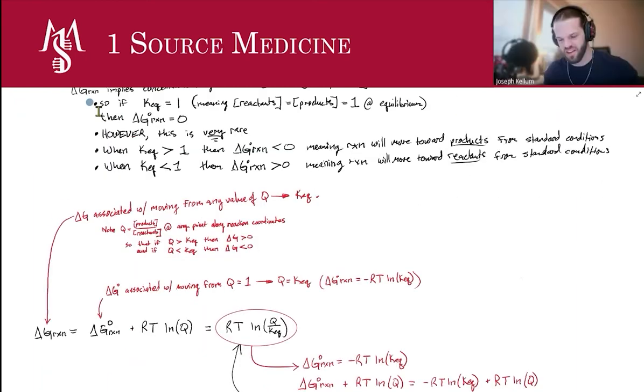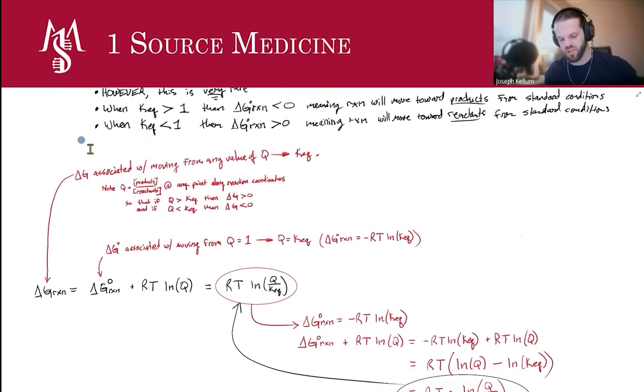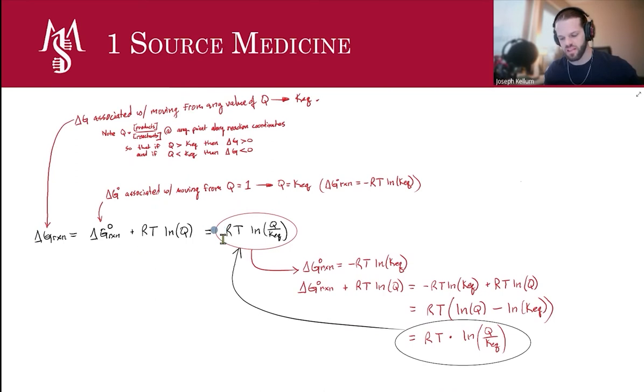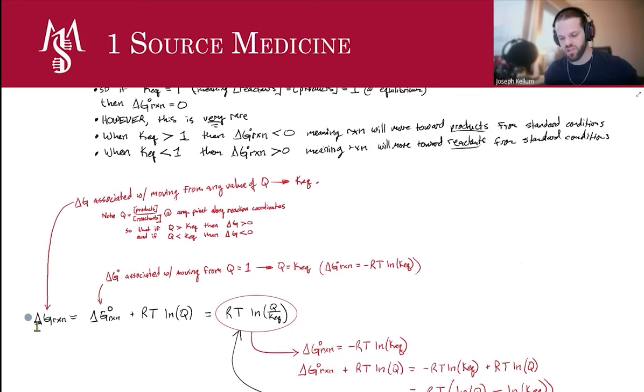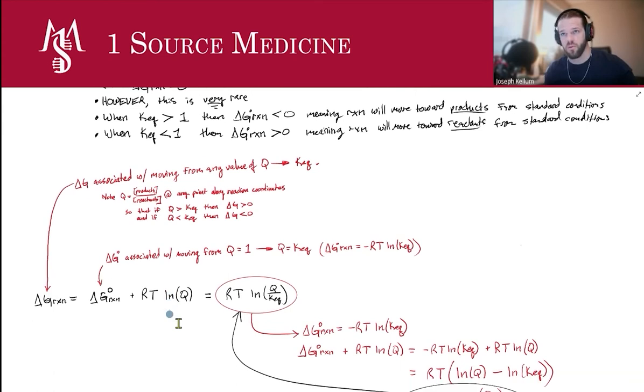Okay. So then the more important equation that we need to think about, and this is the main thing, is this equation, where we've got the delta G of the reaction not at standard conditions, set equal to the delta G of the reaction at standard conditions plus RT ln of Q rather than ln of KEQ.